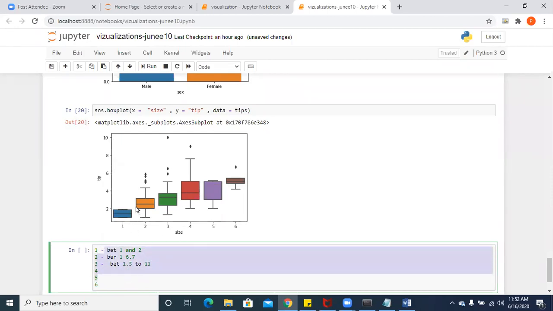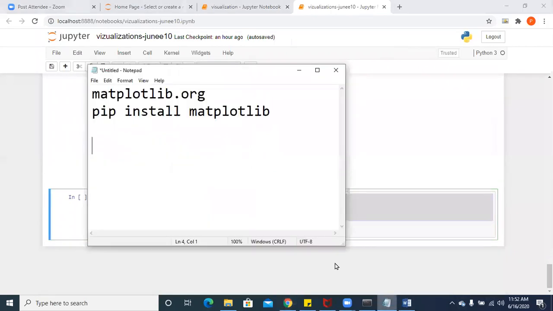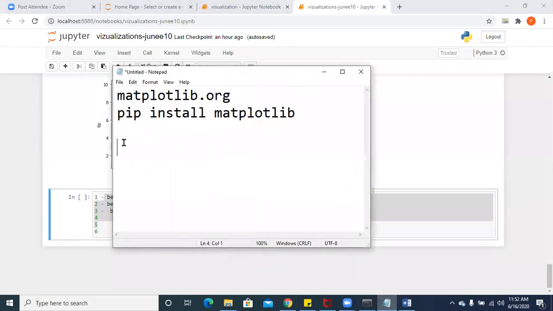Now what are these lines in between? Basically, whenever you're plotting a box plot, your data will be divided into quartiles.